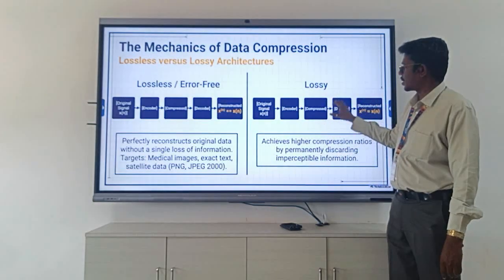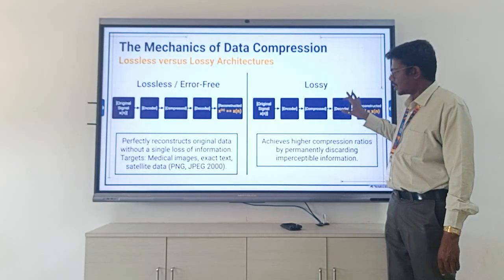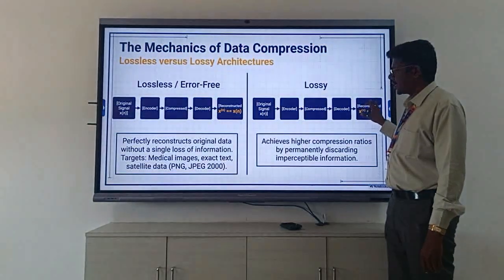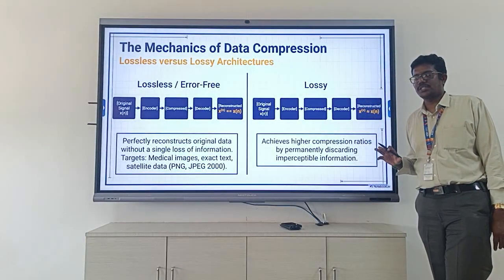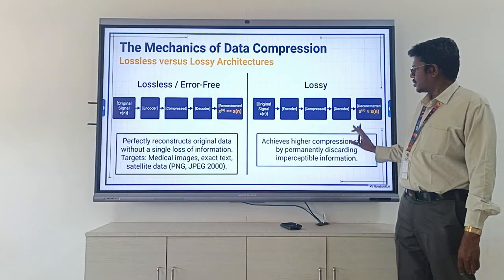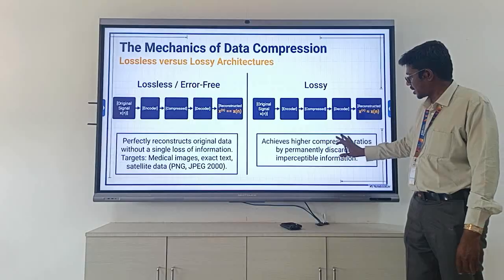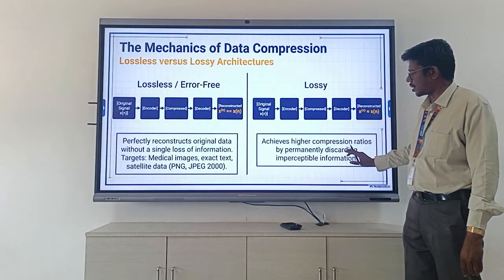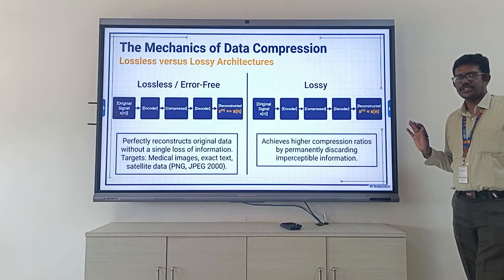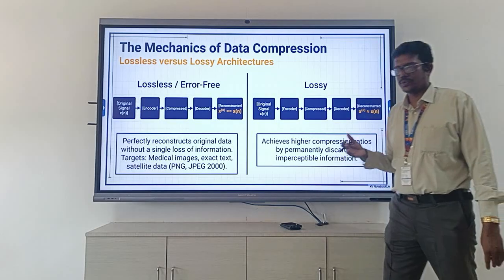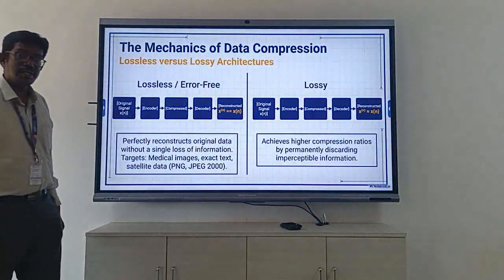Another is the block diagram representation of lossy compression: original data, encoded data, compressed data, decoded data. The reconstructed data is approximately equal to the input data. So that is the representation of the lossy compression technique. It achieves a higher compression ratio by permanently discarding imperceptible information. So there are some losses in the image compression, but it achieves a high compression ratio.